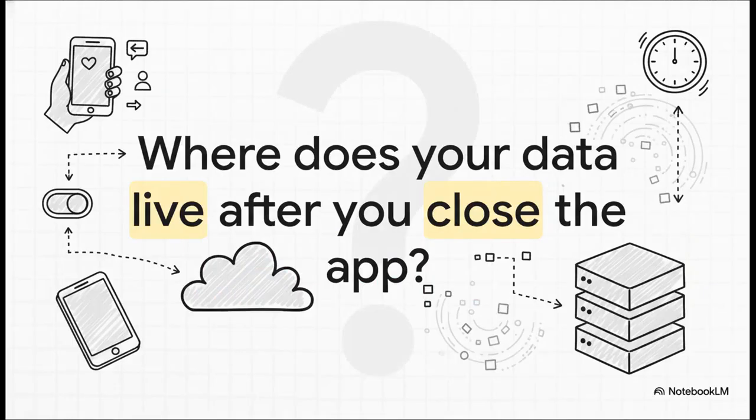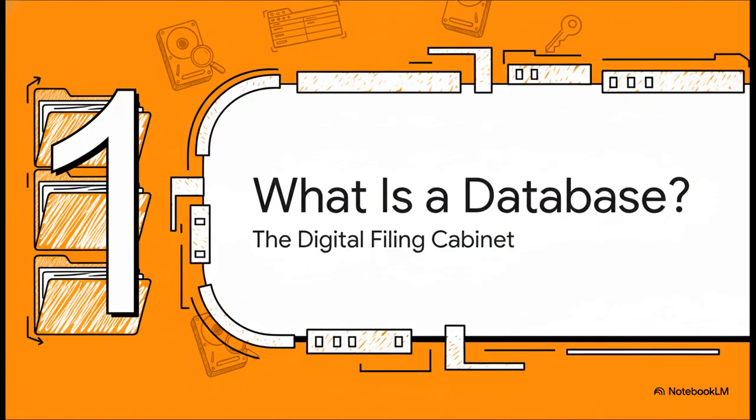So just think about it for a second. You create a perfect playlist, you save your progress in a game, you like a photo on social media, you close the app, you go do something else, and when you come back, it's all still there. But how? Where does that information actually go? Where does it live? Well, the answer to that question, the place where all of that stuff is kept safe and sound for you, is something we call a database.